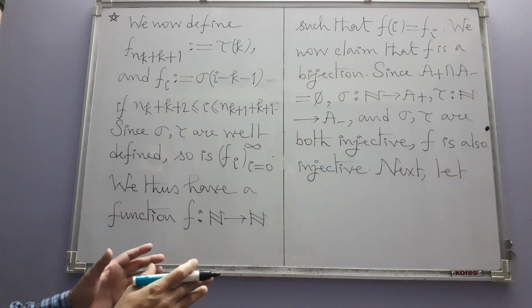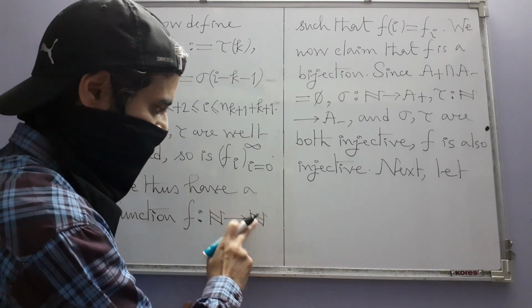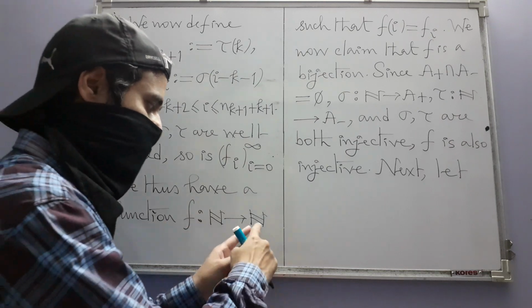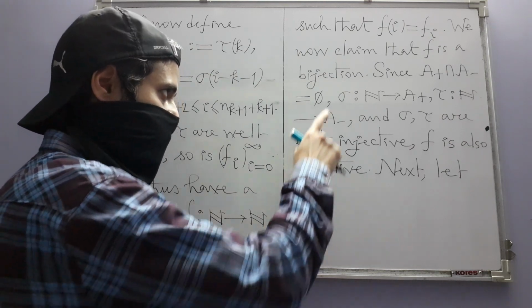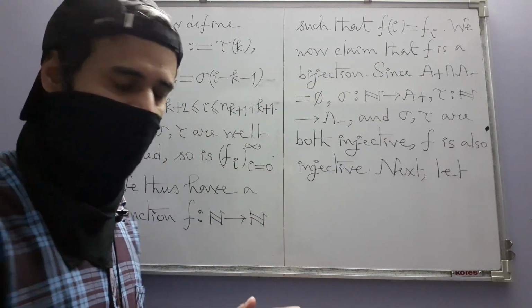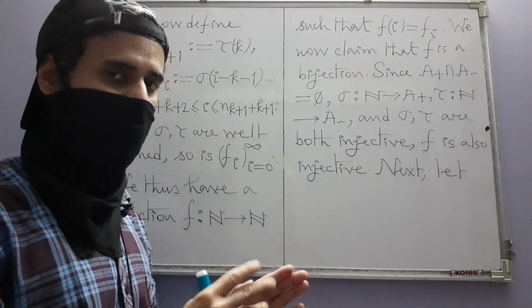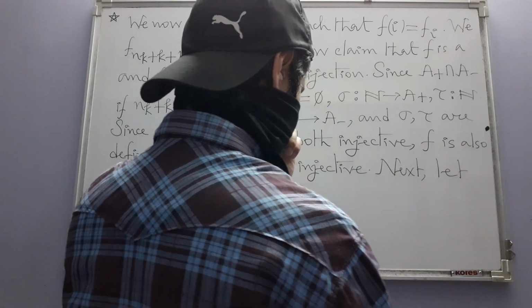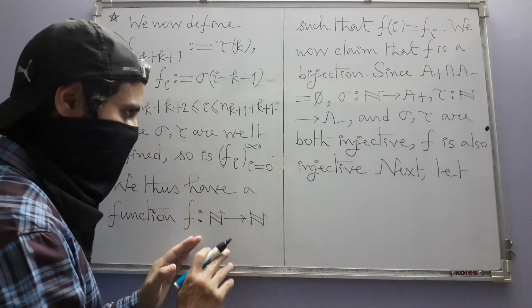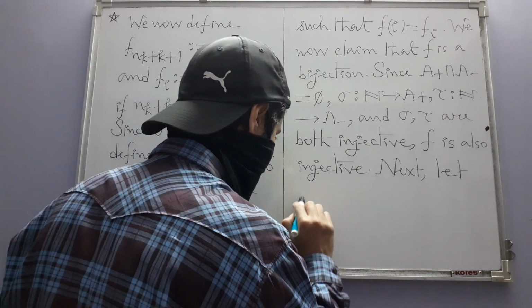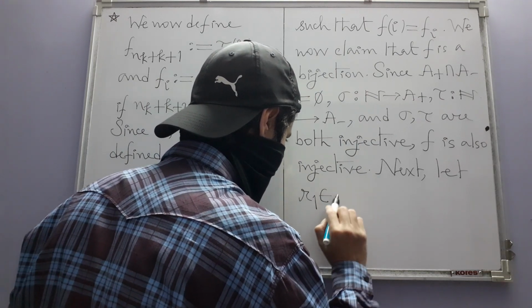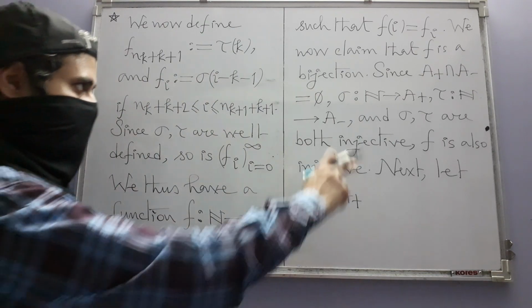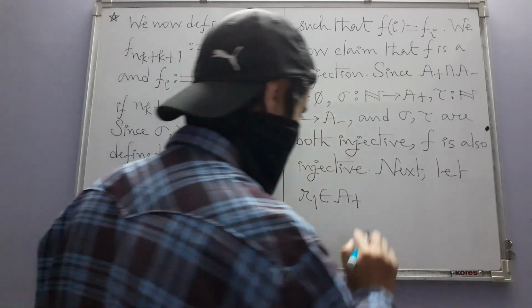For surjectivity we will have to choose again a natural number and show that it is the output under F for some input. Since we know that N is the union of A plus and A minus, that chosen natural number will lie either in A plus or in A minus, but not in both because of this disjointness. So let us first consider the case where that number lies in A plus. So let R1 belong to A plus. Now we know that sigma is surjective because after all it's a bijection.